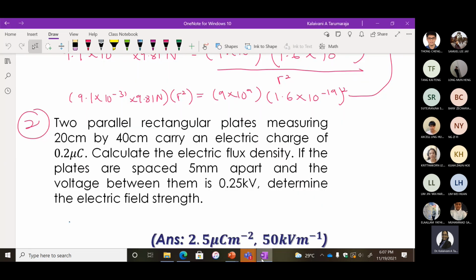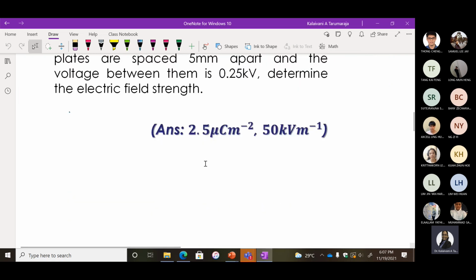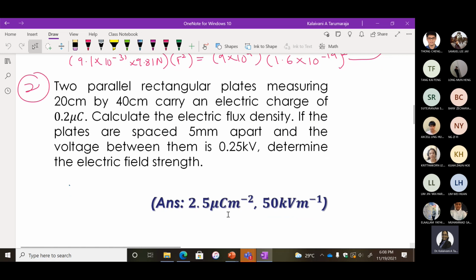I hope I'm not muted. Just have a look. I want you to do number 2. Even though you have the answer, as I let you know, not necessarily the answers in the slide are right. Usually they will be right, but don't look at the answer first. Try to do it based on the steps.